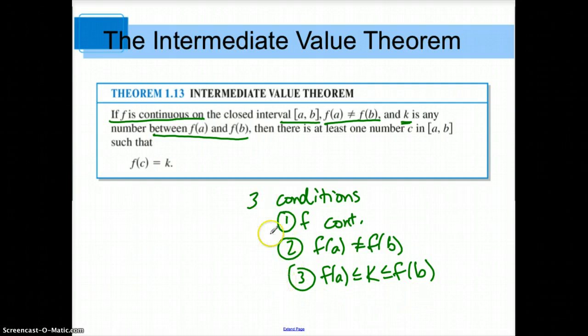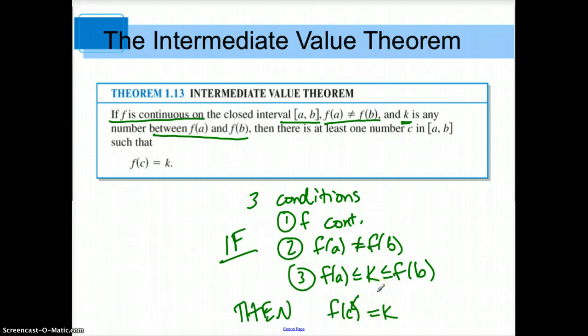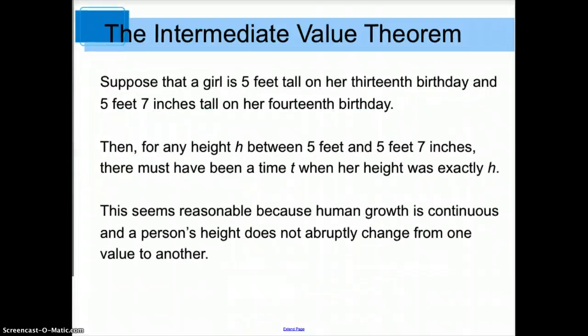Then that's the conditions, that's the big if part. If that, then we know that somewhere there's a c, so that x value exists, that c exists, so that the function would equal that k value. All right, so let's use it.